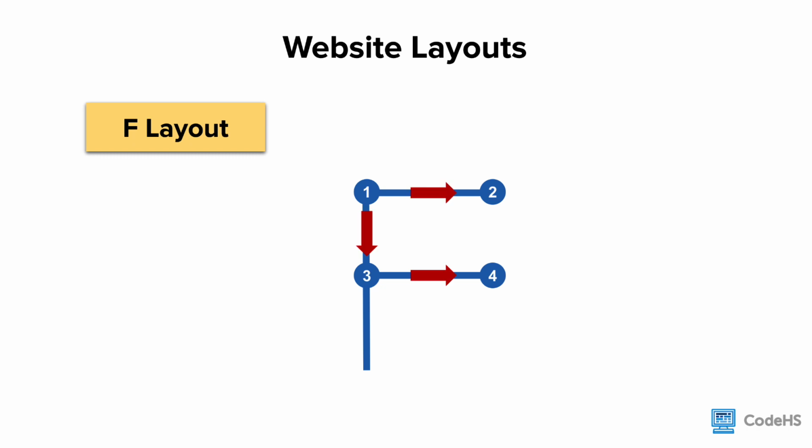Users then return to position 1, go down to the next element, and then inspect it from left to right to position 4. This continues down the web page until there is no more information.